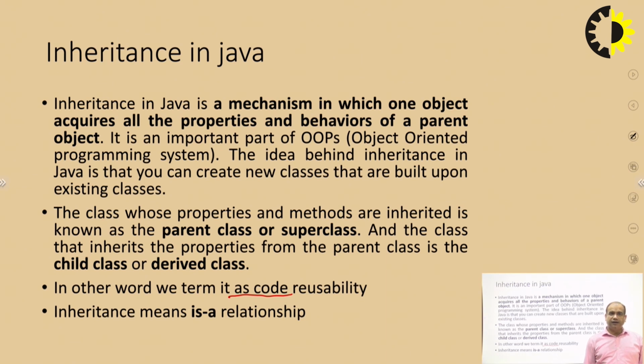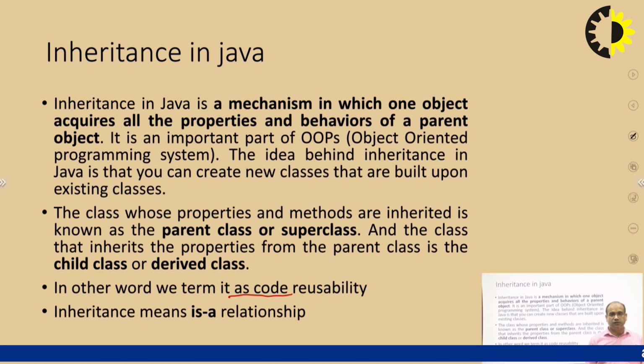The idea behind inheritance in Java is that we can create new classes that are built upon existing classes. The class whose properties and methods are inherited is known as the parent class, or superclass. And the class that inherits the properties from the parent class is the child class, or derived class. So inheritance means an is-a relationship.